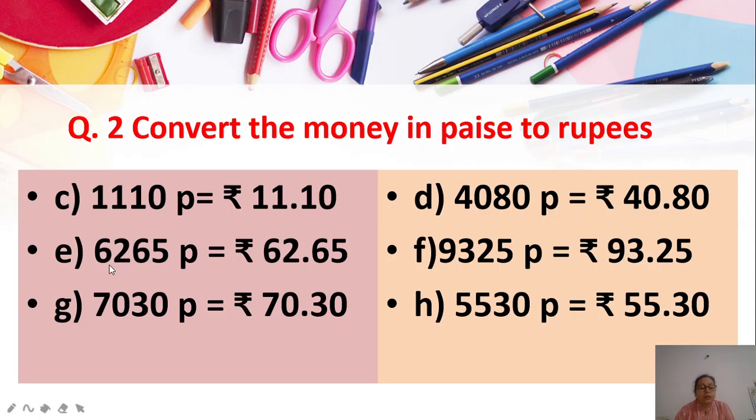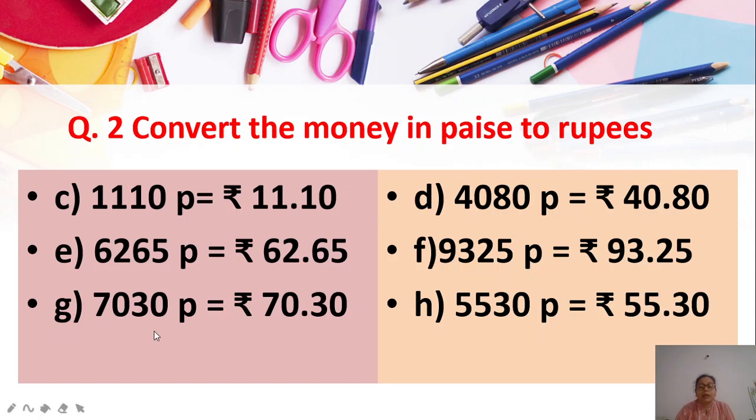It is 6265 paise. We want to write in terms of rupees. First step says write the rupees. Then in a given amount or in a given number, we have to give dot after two places. In this way, we got the answer. It is rupees 62.65.